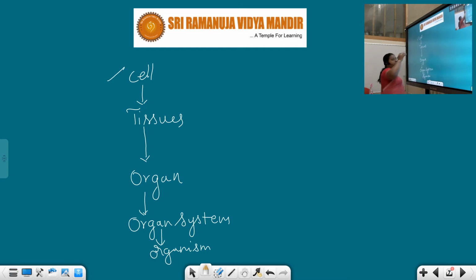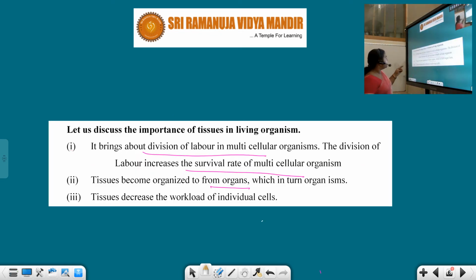The cell, a different cell, is the fundamental unit of life. Different cells unite to form a tissue. Again, these tissues unite to form an organ. Next, organ system. Next, organism. Tissues become organized to form organs, which in turn are organized to form organ systems, and then these are combined to form the organism.